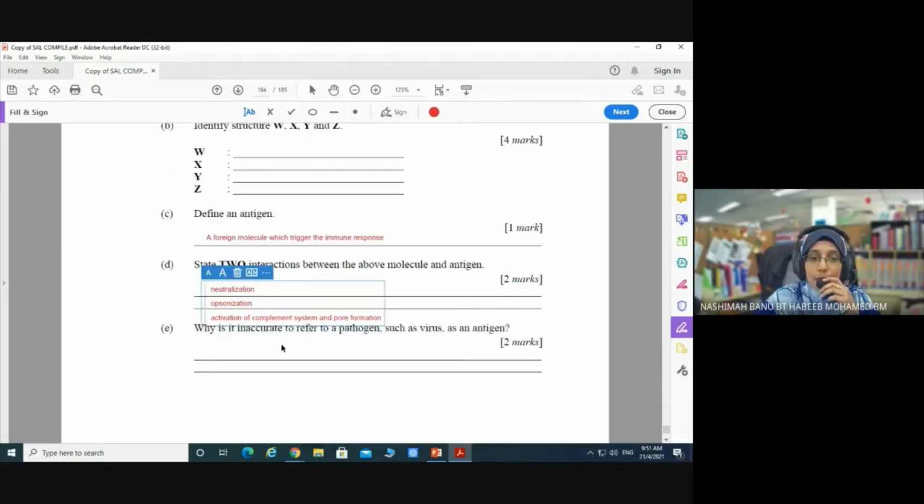Okay. So why is it inaccurate to refer to the pathogen? Why do we refer to it as an antigen? Actually we know the antigen comes from the pathogen itself. So why do we never say pathogen, but always mention antigen? Because the pathogen is a whole structure, while the antigen is only a part of the pathogen. So not the whole structure of the pathogen is involved here.